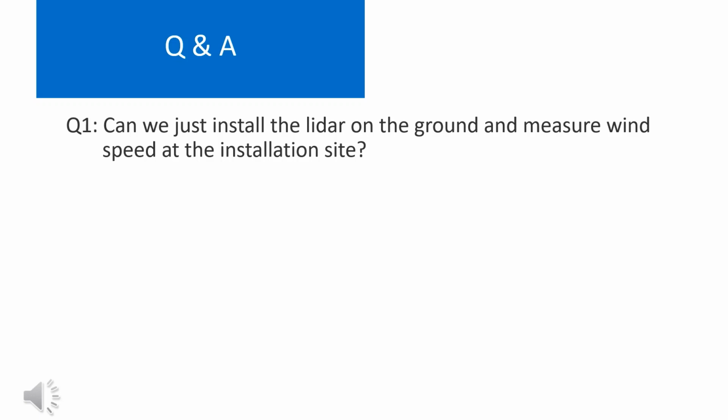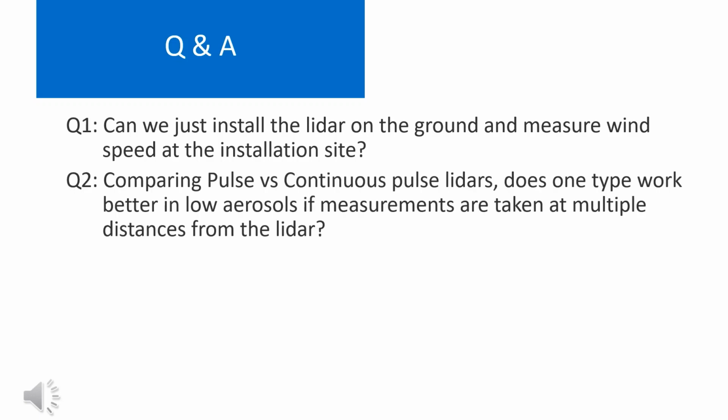Then we have another question comparing pulse and continuous wave LiDAR. Does one type work better in low aerosols if measurements are taken at multiple distances from the LiDAR? I would say that with low aerosols, the continuous wave has the advantage that it's focused, so you're focusing more of that beam energy into one area, and you're going to get more of a return in that smaller area.